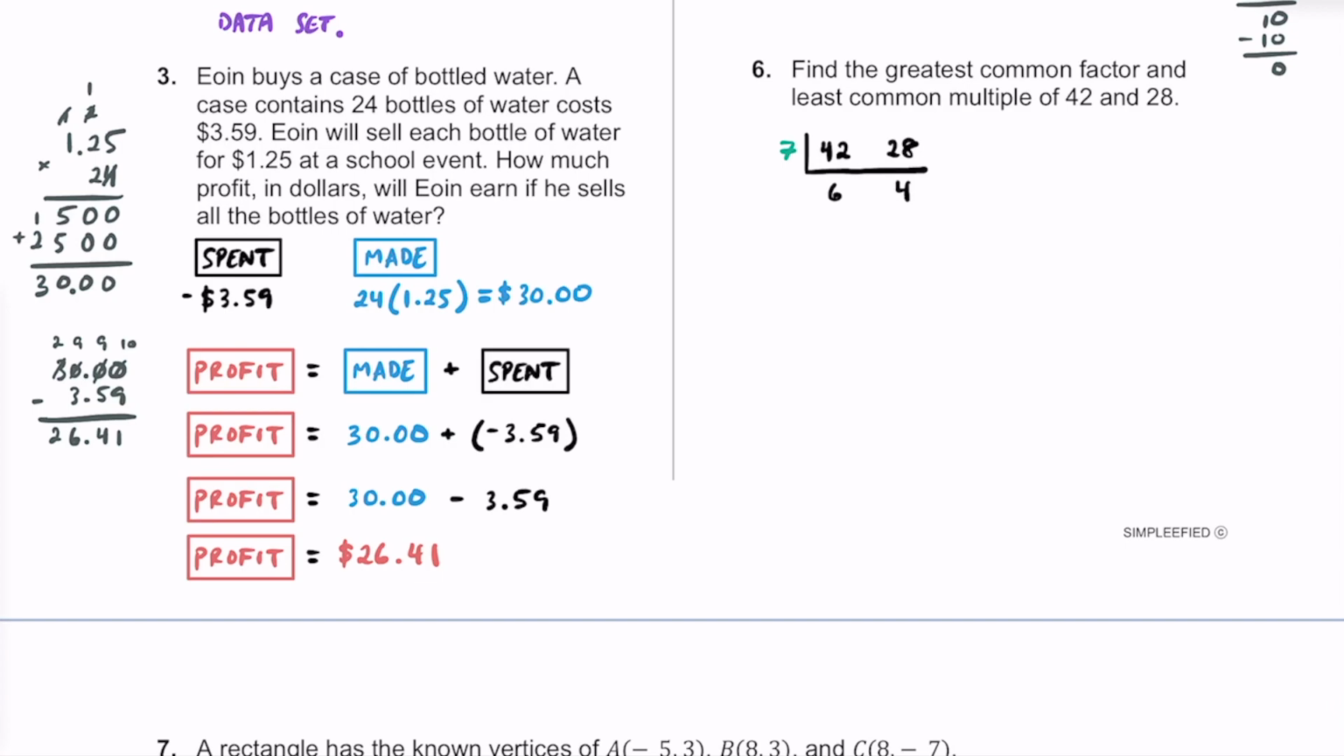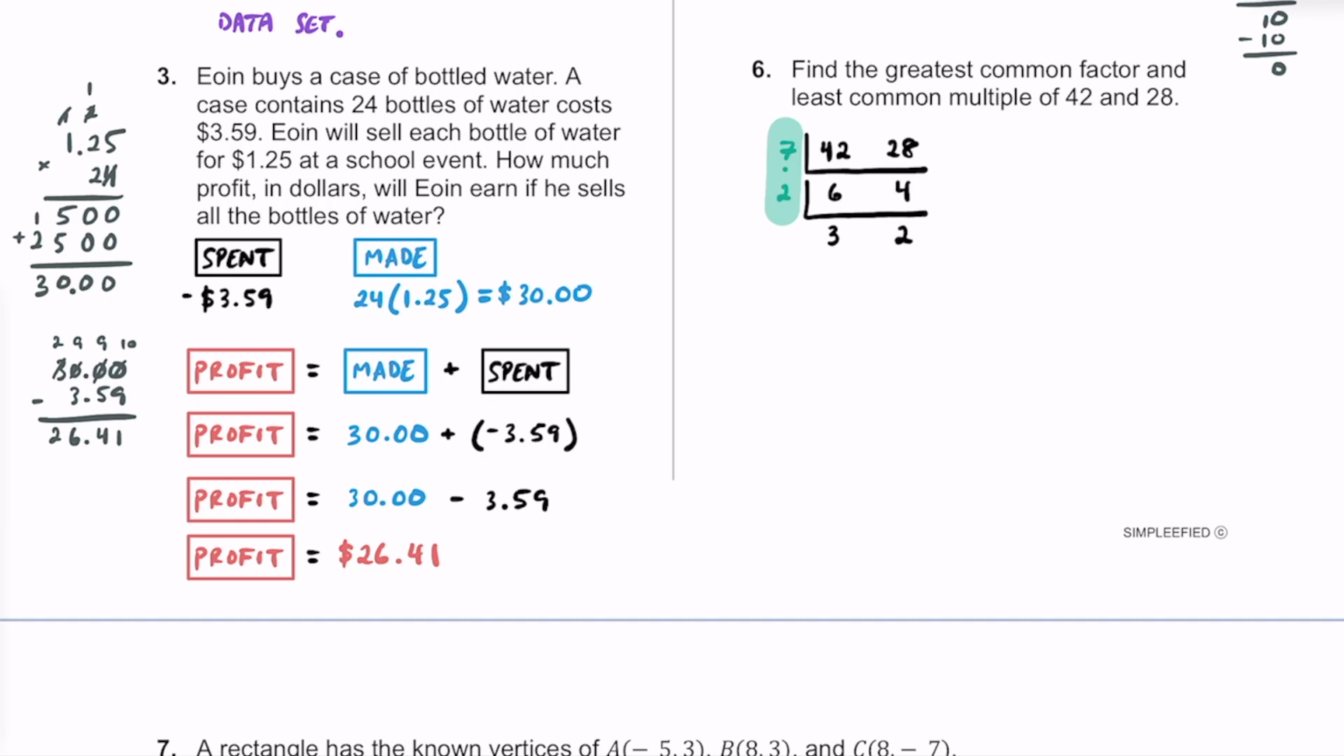Then you check to see if you can pull out another common factor here. For 6 and 4, you can both pull out a 2. So 2 into 6 is 3 times, and 2 into 4 is going to be 2 times. I think 3 and 2 are relatively prime just because they're neighbor numbers, so we can't pull out anything else. So on the side here, this 7 times 2 would be the greatest common factor.